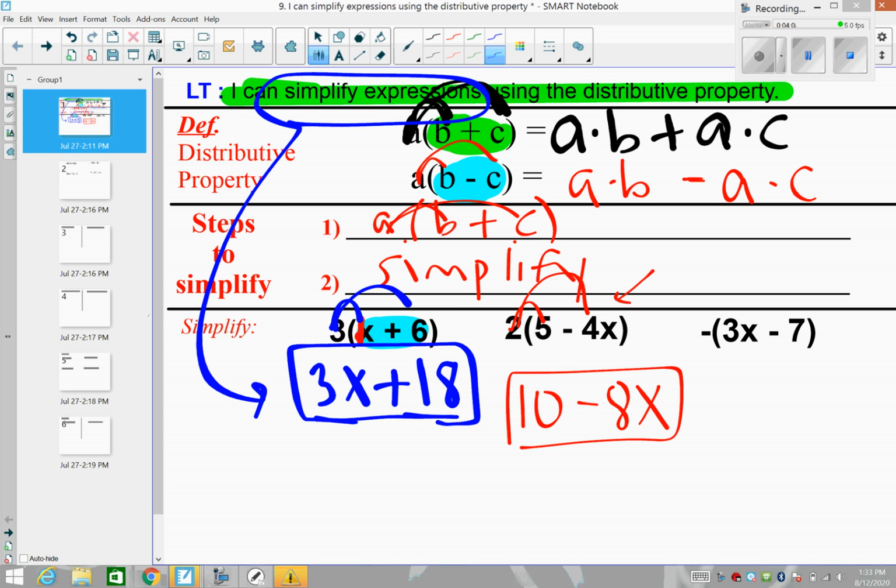Next problem. We have a negative 1 sitting on the outside. The only way to get rid of this parenthesis using the distributive property is to multiply the number on the outside to the number on the inside. Keep the sign.